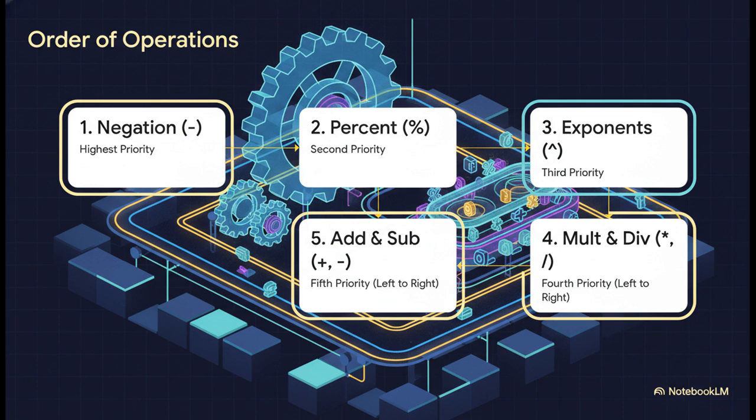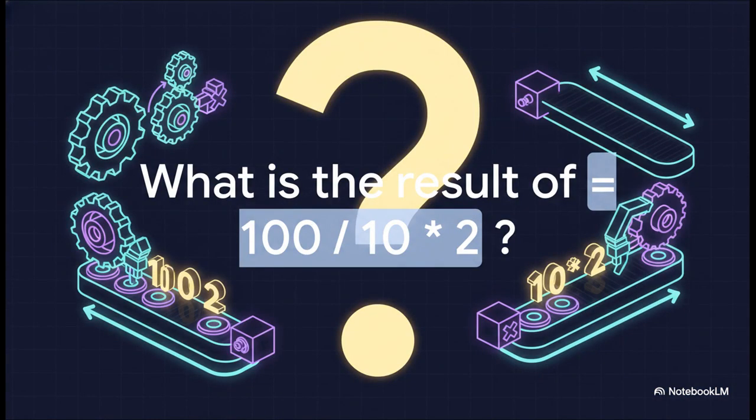But I want you to pay really close attention to that fourth step, multiplication and division. This is where so many people get tripped up. Let's look at a classic example, right? You've got division and multiplication, which, as we just saw, have the exact same priority. So what does the workbench do first? I mean, does it multiply 10 by 2 and then divide? Or is there something else going on here?